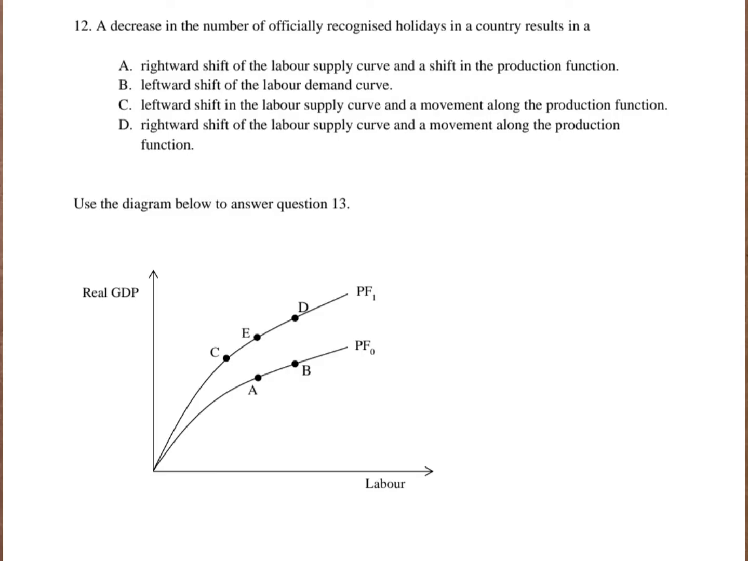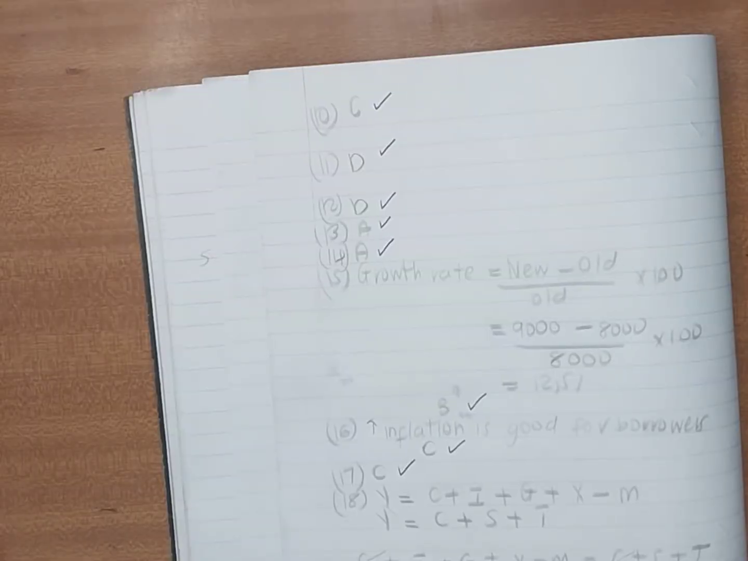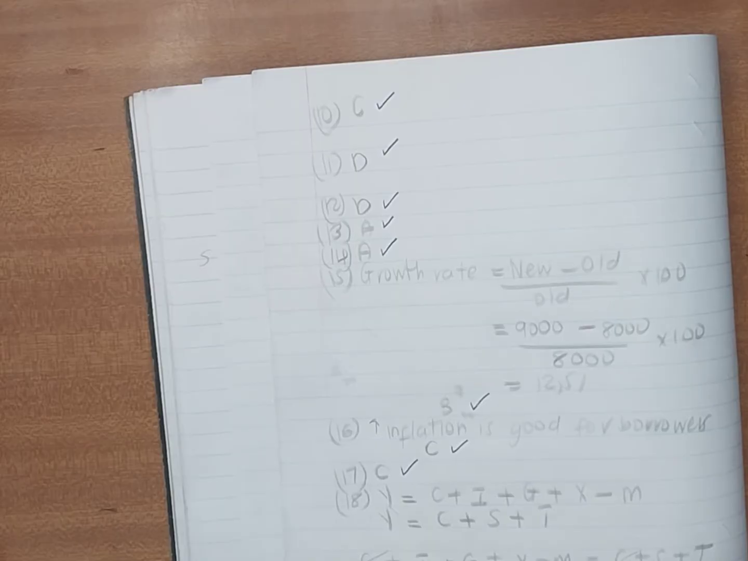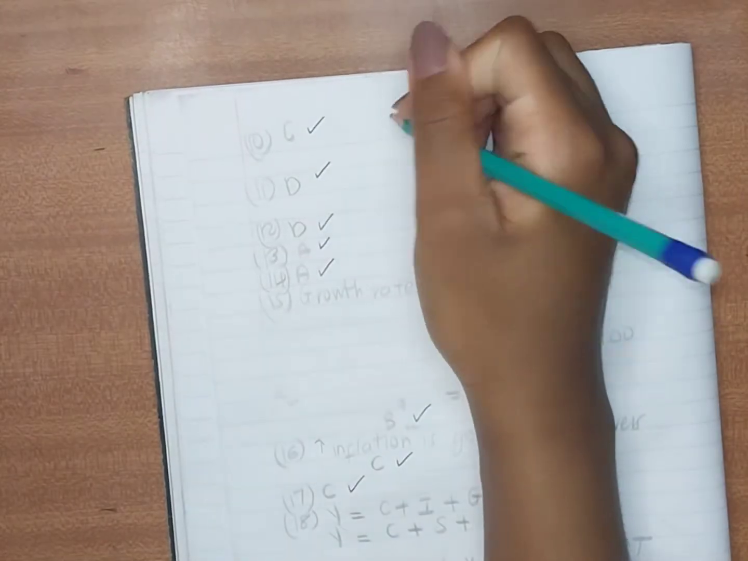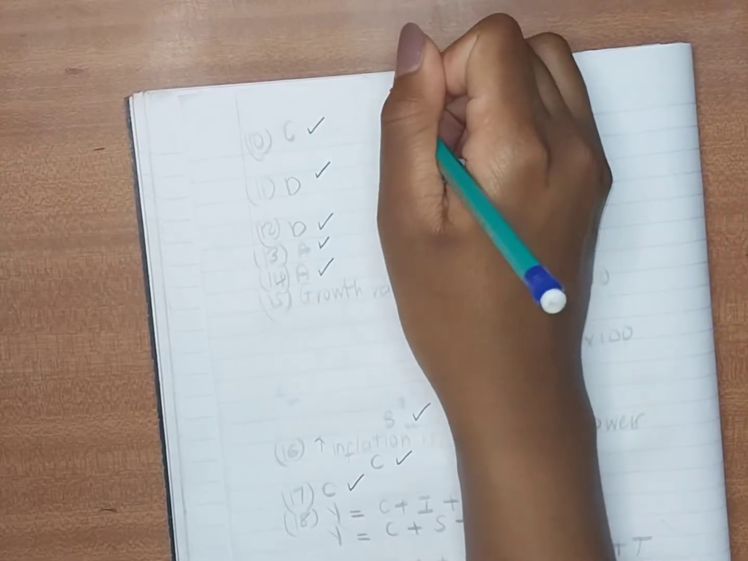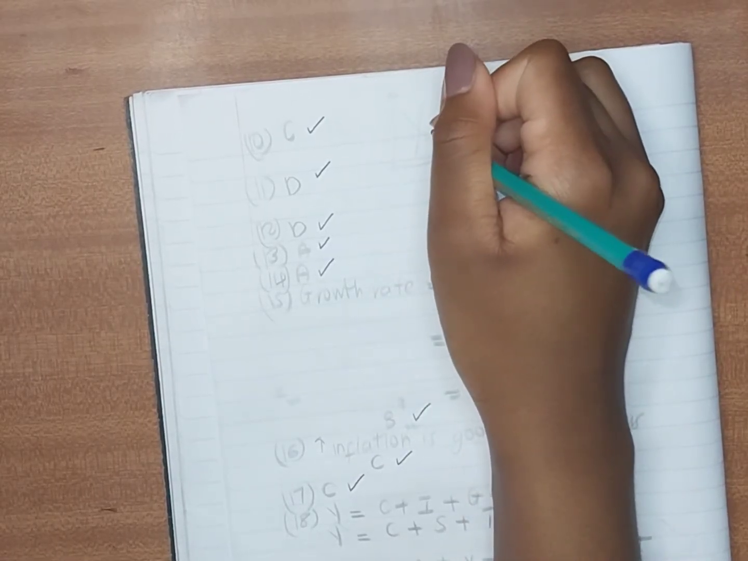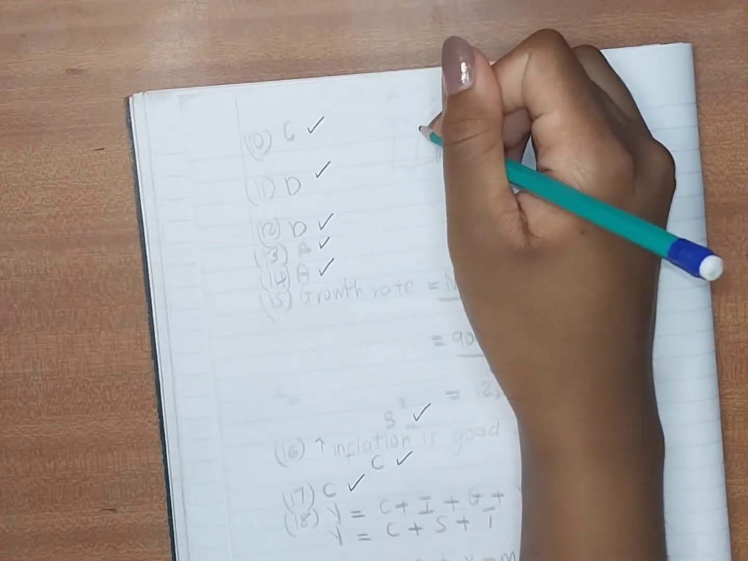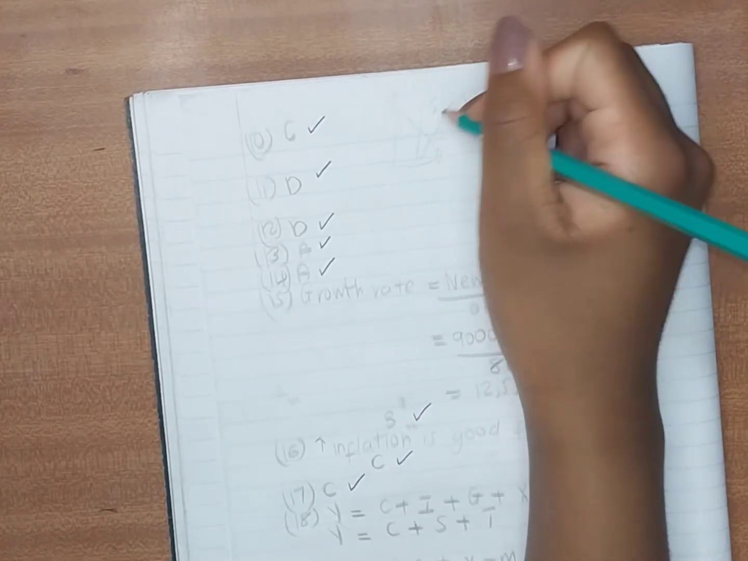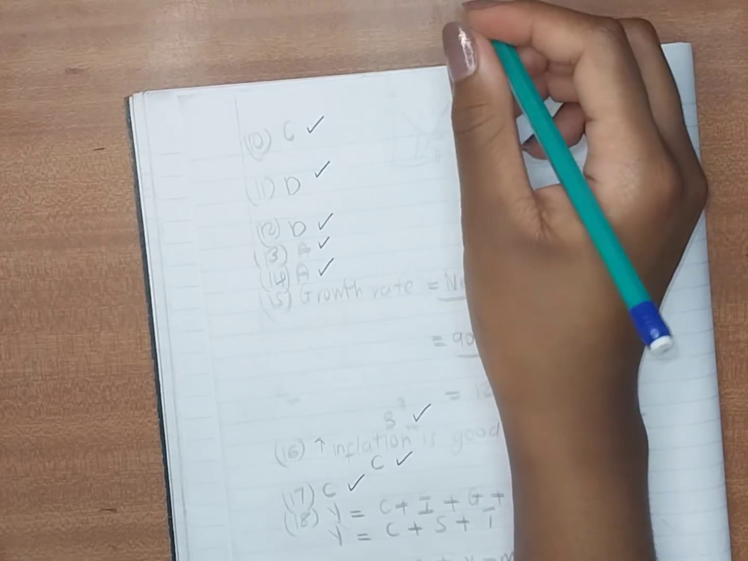A decrease in the number of officially recognized holidays in a country results in an increase in the number of hours worked. If you have fewer holidays being recognized, it means you will need to work more hours, right? Because if there are more holidays, you're working less. So if there are fewer holidays, you're working more. Let's just say this was your demand, this was your supply, it means that you are going to have to work more. So your supply is going to shift outward, right?